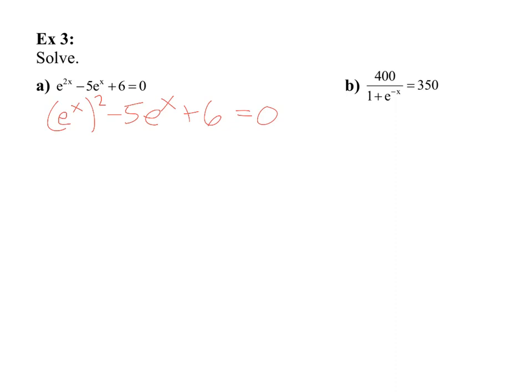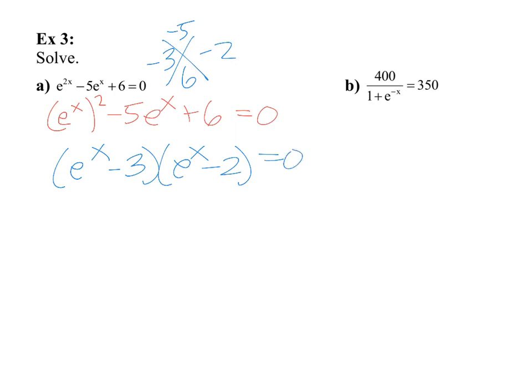So I have to find two numbers that add up to -5 and multiply to give me 6. That would be -3 and -2. So I could factor this into e to the x minus 3 times e to the x minus 2 equals 0. All right, set each factor equal to 0.